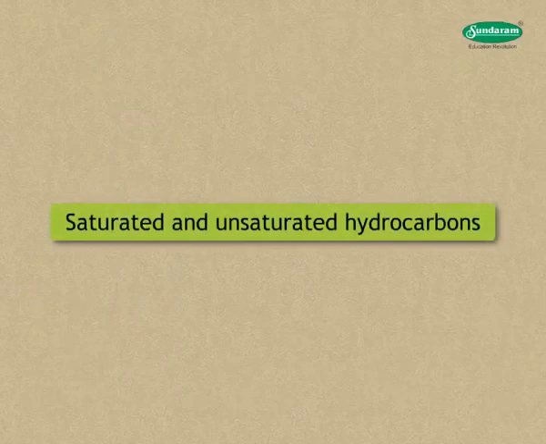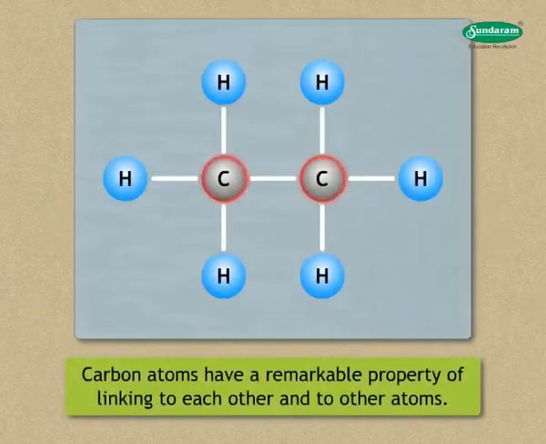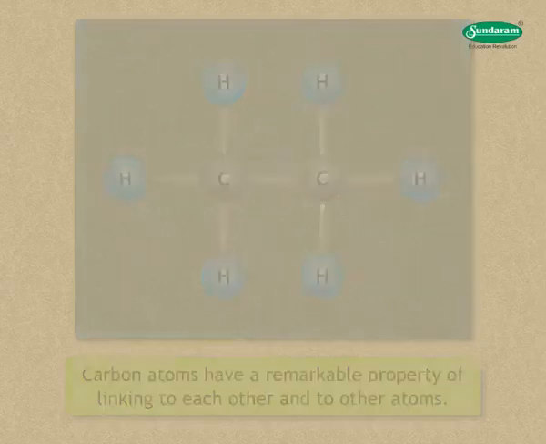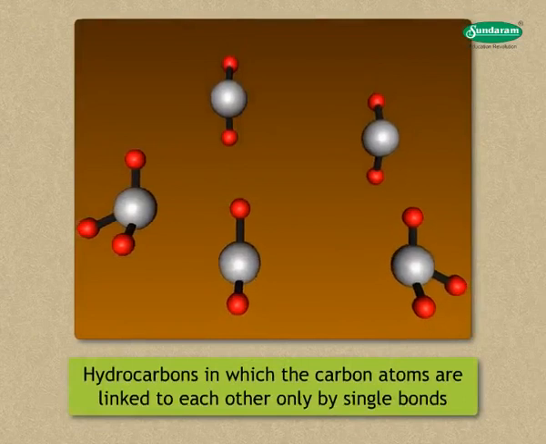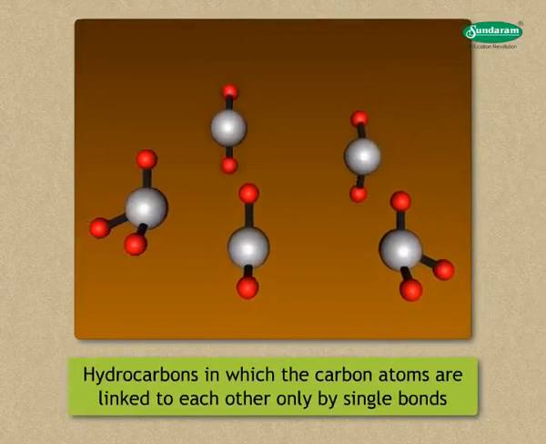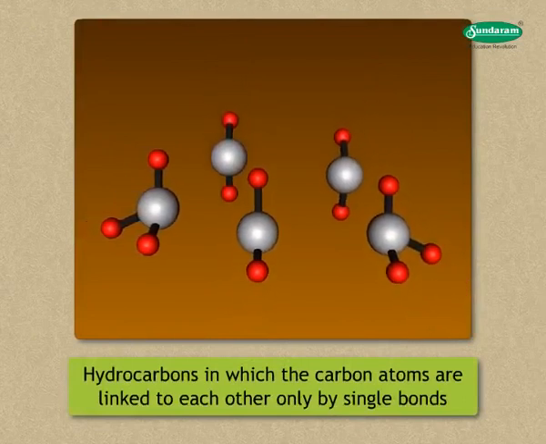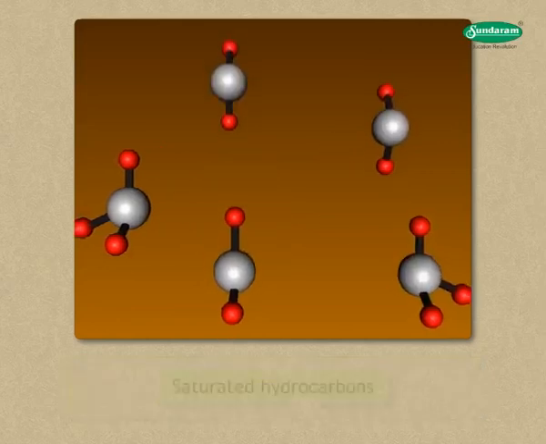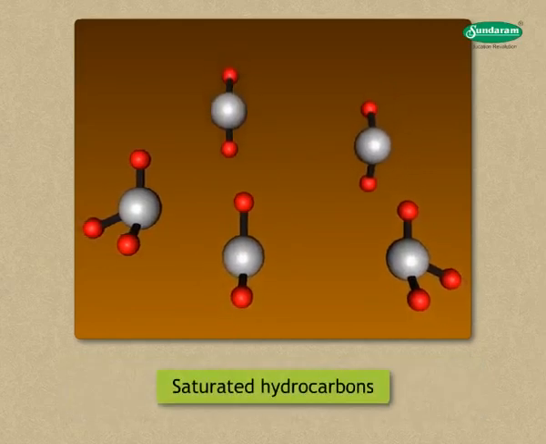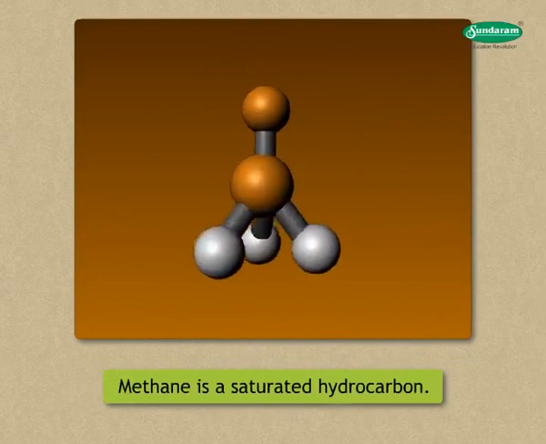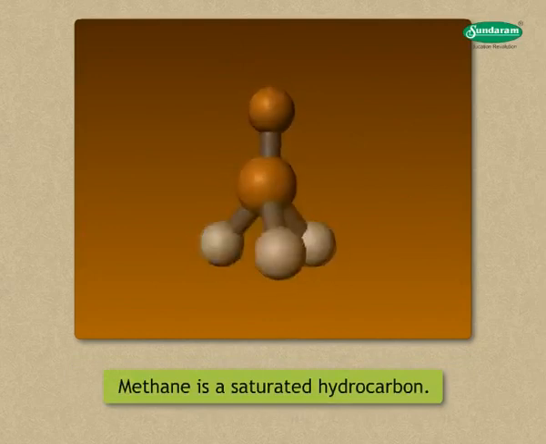Let us learn about saturated and unsaturated hydrocarbons. Carbon atoms have a remarkable property of linking to each other and to other atoms. Hydrocarbons in which the carbon atoms are linked to each other only by single bonds are known as saturated hydrocarbons. Methane is a saturated hydrocarbon.